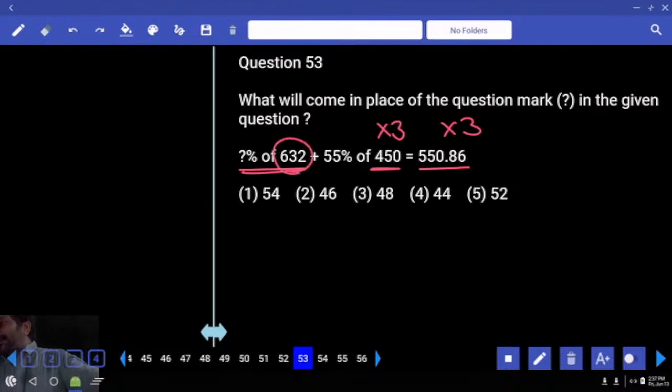632. Is it a 3 multiple? Then x must be a 3 multiple. Correct? Can it be the first option?